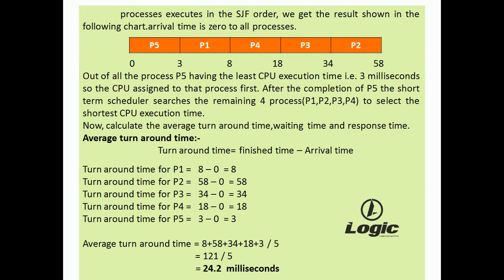After the completion of process P1, the short-term scheduler again searches the remaining 3 processes, that is P2, P3 and P4.